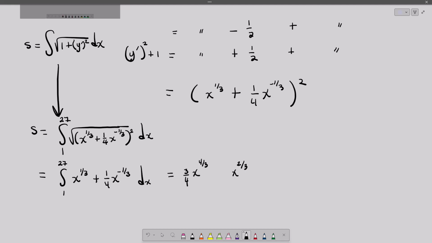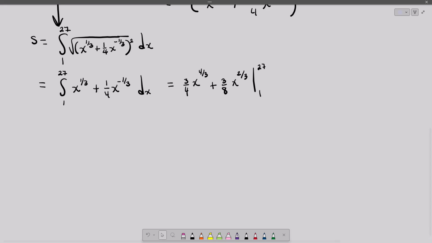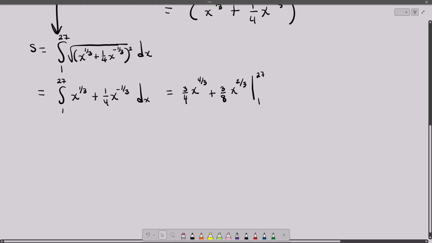Dividing by 2/3 is the same as multiplying by 3/2. I got lost there. So we added 1 to this, we get 2/3. So we add 3/3, we get 2/3. Divide by 2/3 means multiply by 3/2, so we get 3/8. And then this goes 1 to 27. All right, so that gets us through the bulk of it. Is there any question on any of the steps there?